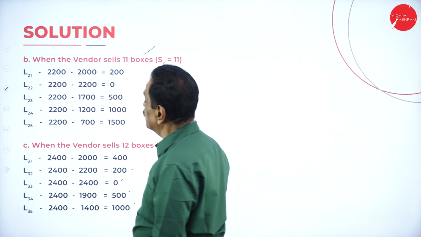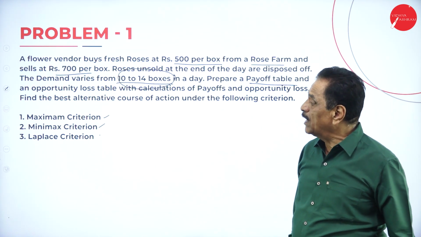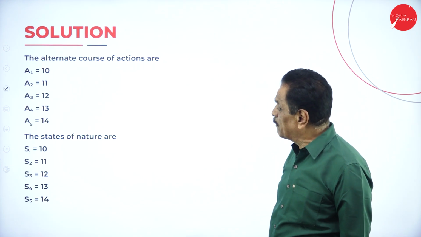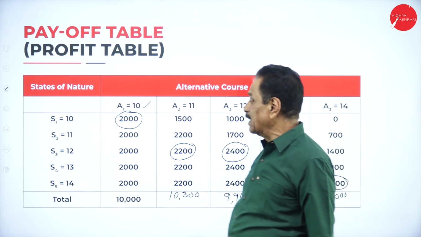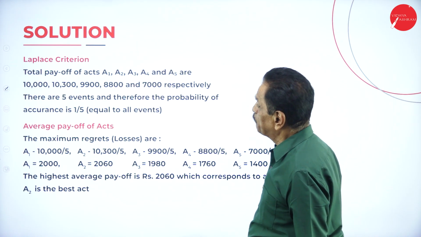There is one question they ask. Here, add all the three and divide by the number of events. This is the Laplace criteria, another method of finding out the decision making.